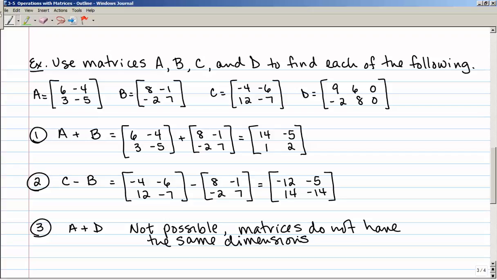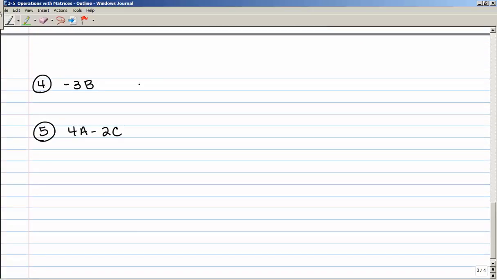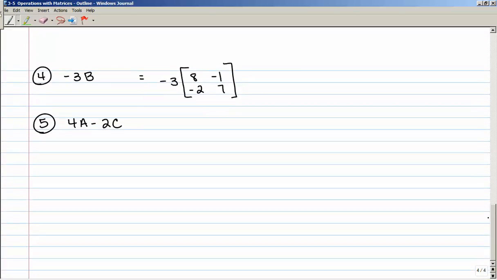Okay, let's take a look at a couple more examples here. Let's do -3 times matrix B. Matrix B was 8, -1, -2, and 7. Let me check and make sure that's right. There we go. Okay, so this is kind of like the distributive property. That -3 gets multiplied by each element in the matrix. So that's going to give me a -24, +3, +6, and -21.